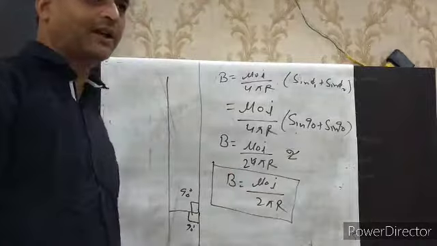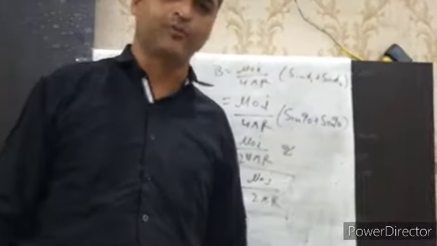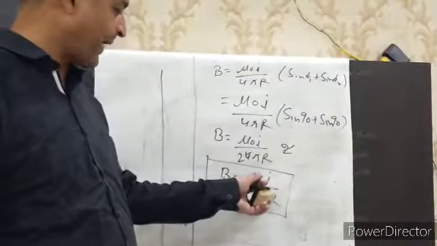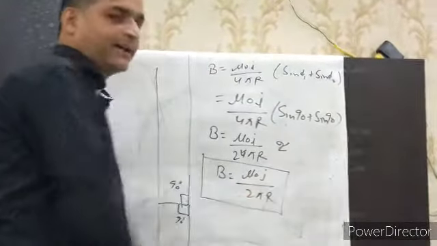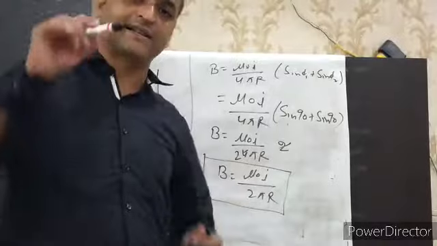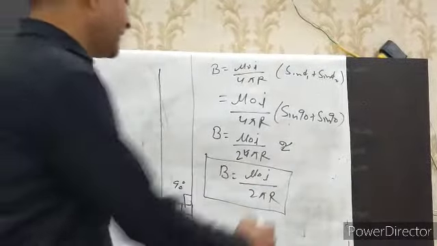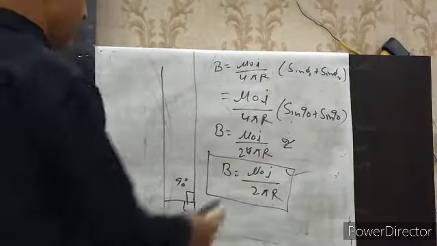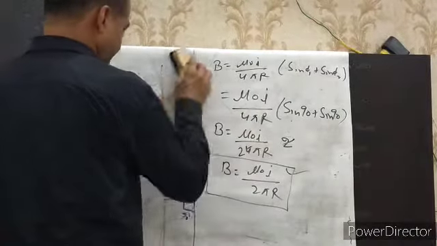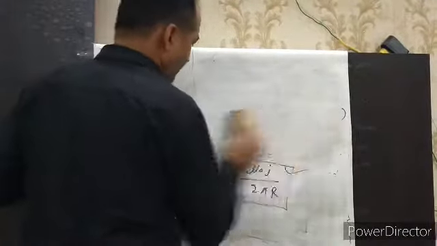What is the magnetic field due to the infinite length of the wire? Mu naught I by 2 pi r. If we remove pi from here, then you remember the magnetic field mu naught I by 2 r due to the circular loop at the center is mu naught I by 2 r. Okay, this one you have to remember, that magnetic field due to infinite length of the wire is mu naught I by 2 pi r.